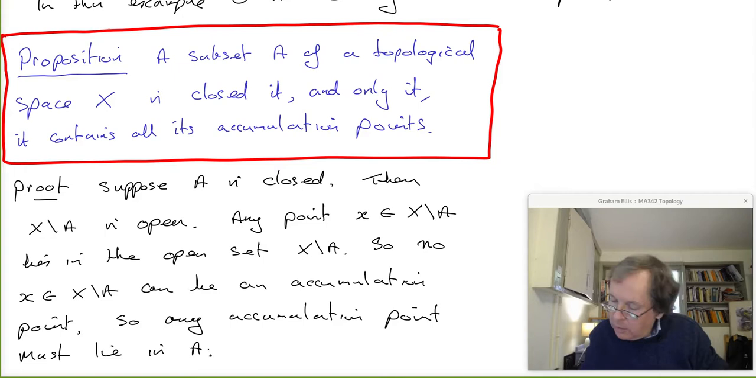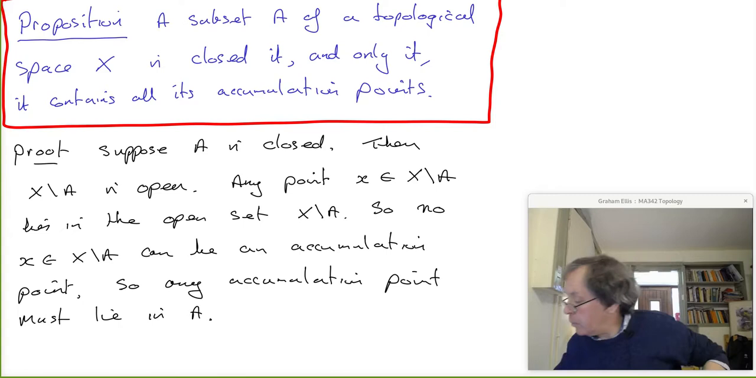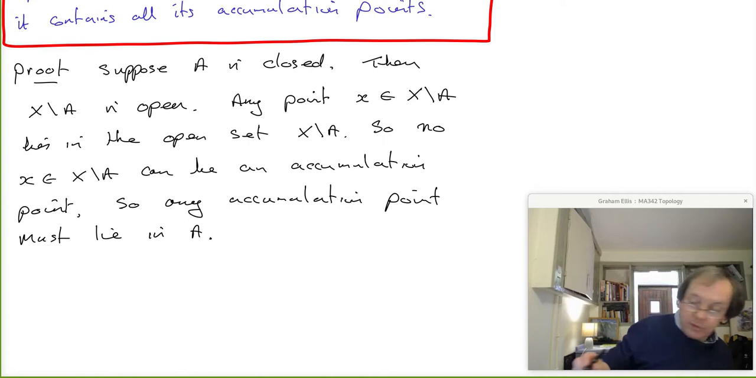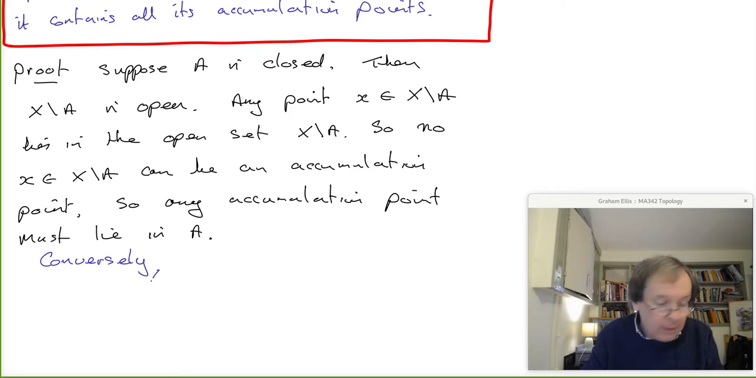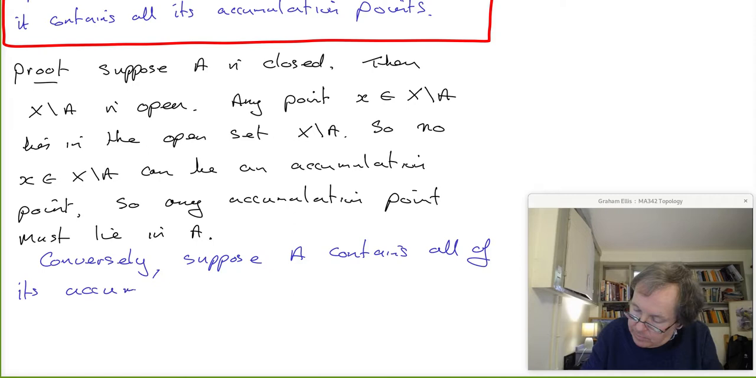Okay, another half to do. Let's suppose now, conversely, that A contains all its accumulation points. Can we deduce that A would then be closed? I'm doing the converse. So, conversely, suppose A contains all its accumulation points. And somehow I have to convince myself that in that case A is closed. How do I do that?